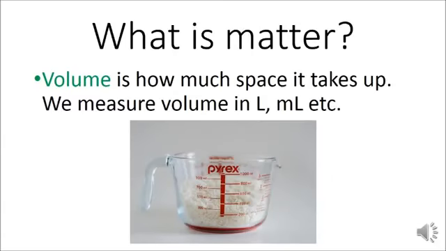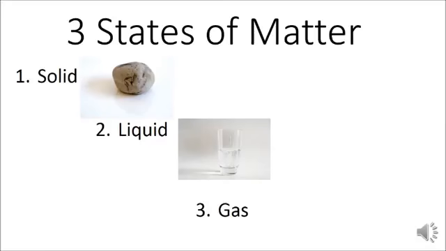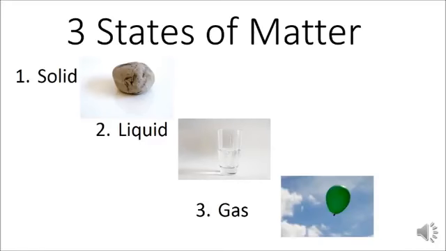Volume is how much space something takes up. We measure volume in liters and milliliters, etc. So the three states of matter are solid, like this rock, liquid, like a glass of water, and gas, like the gas inside this balloon, or possibly the gas in the air that balloon is floating through.